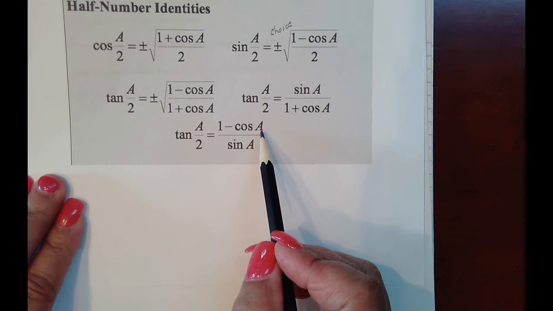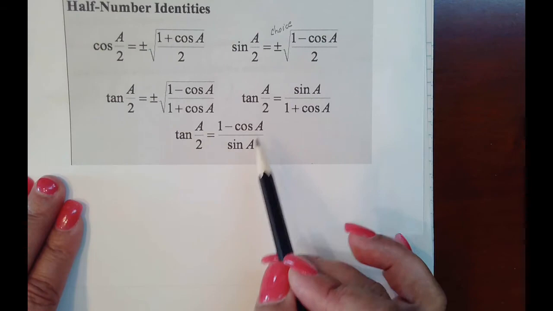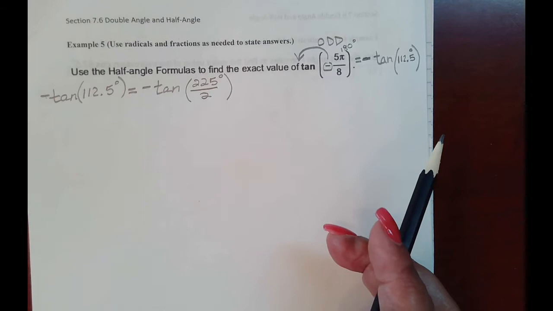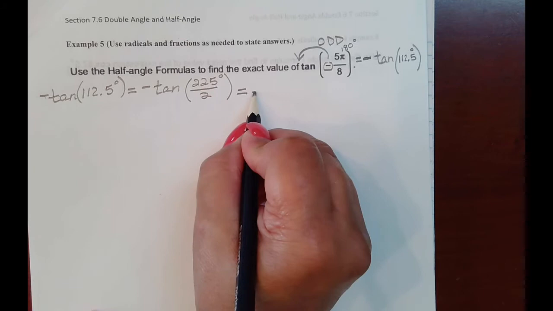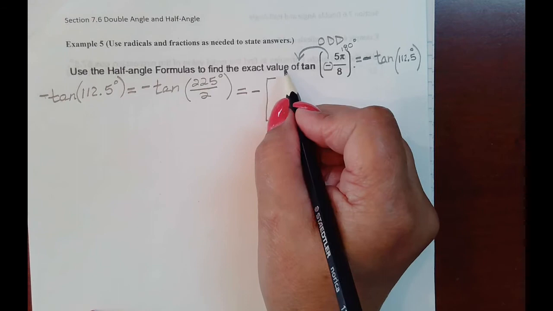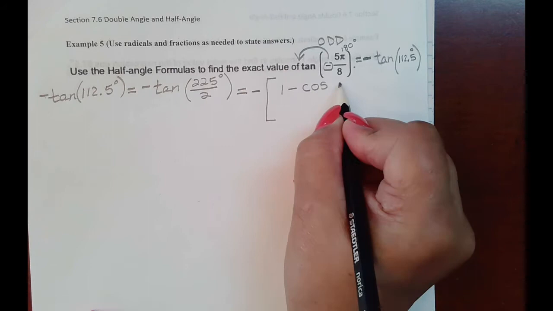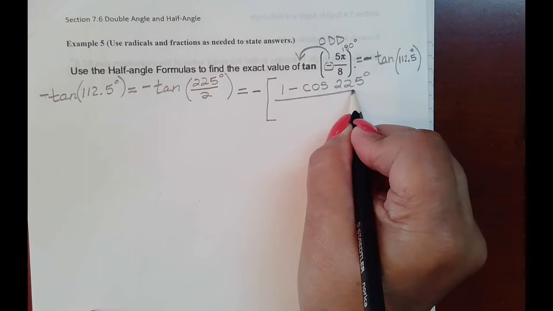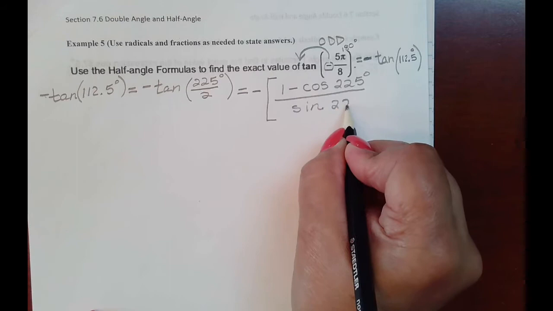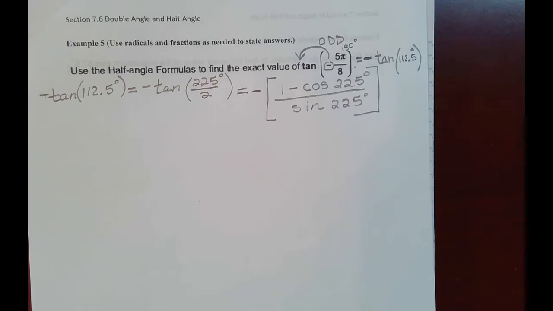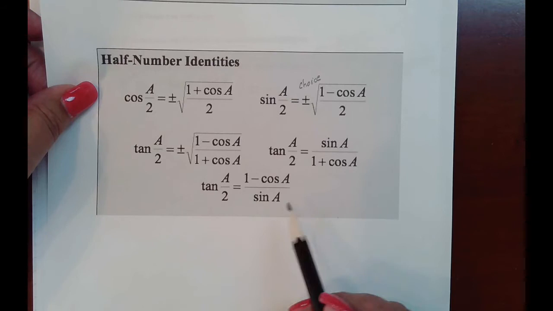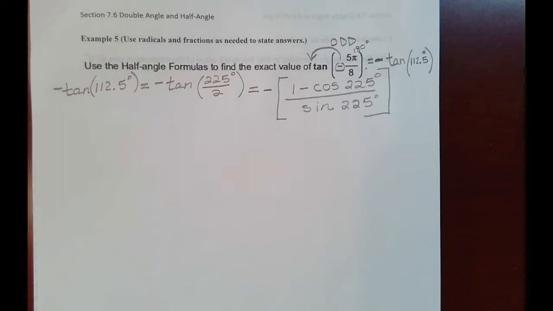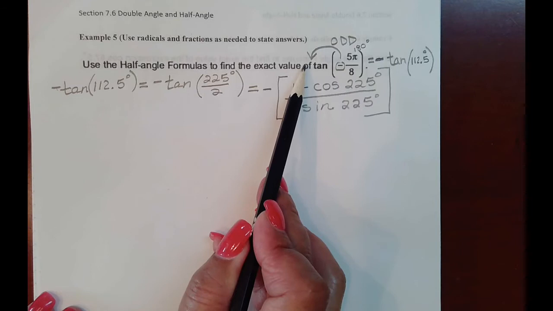So 1 minus cosine of the angle you're cutting in half, which was 225, over sine of that angle. Same angle used here and here. Okay, this is going to be equal to, don't forget that extra negative, and then 1 minus cosine of the angle you're cutting in half over the sine of the angle you're cutting in half. That's the formula that I am using, and once again, that's this one right here. No choice of a plus or minus, just a fraction. That extra negative is because the argument was negative and we needed to float it out to the front.